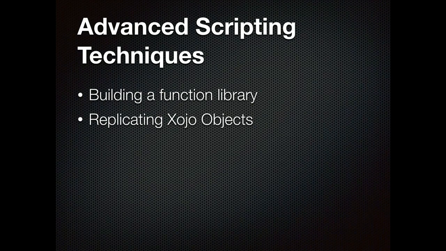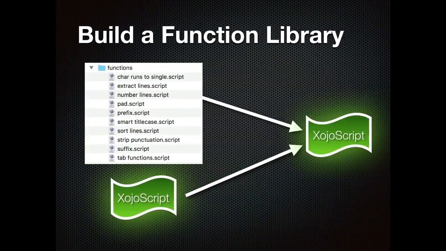I'm also going to talk about replicating Xojo objects. In the last session, I talked about how certain classes, like the Date class and FolderItem, are not available in XojoScript. I'm going to show you how we can create and duplicate those in XojoScript. We're going to clone them. And I'll also show an example of creating your own API with XojoScript and using that in a project. The first thing, though, is building a function library.